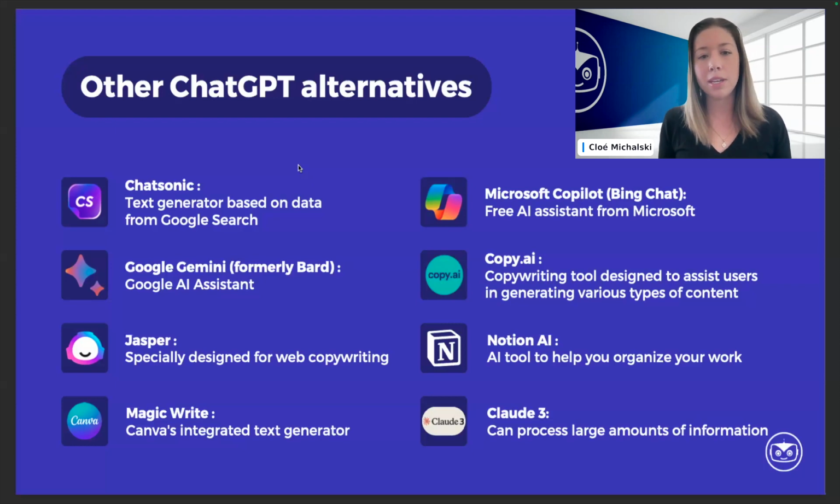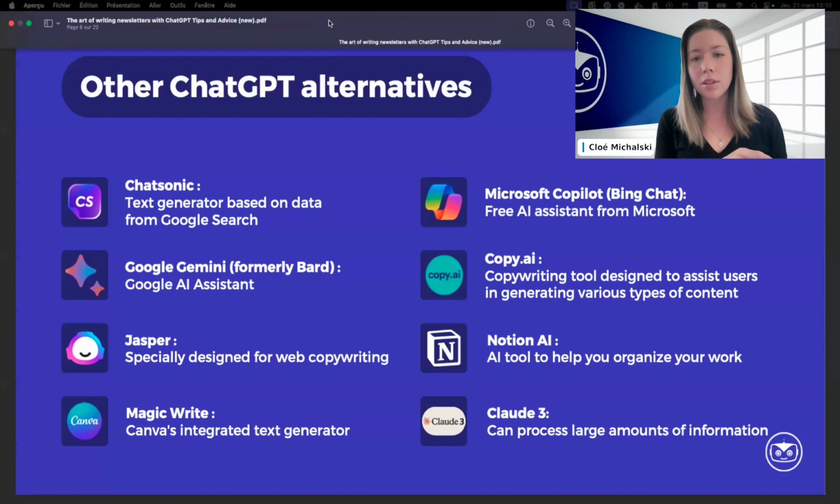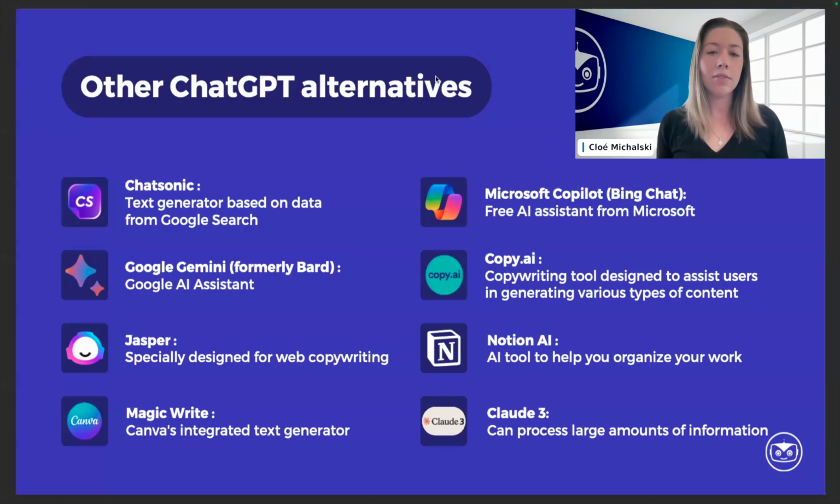There's Copy AI. Like Jasper, it's a copywriting tool designed to assist users in generating various types of content. There's also Notion AI. It's a tool that is really used for work organization because the AI tool allows you to analyze meeting notes, for example, instantly generating what the next steps are depending on your meeting notes. It can create summaries and even assist in task management.